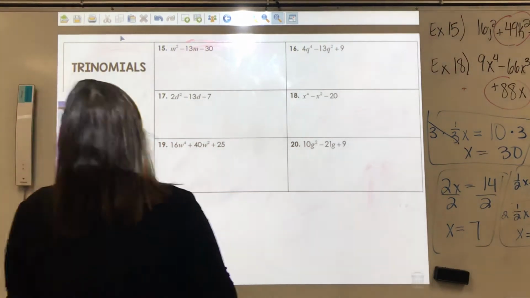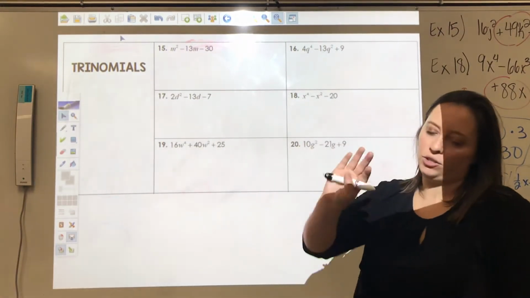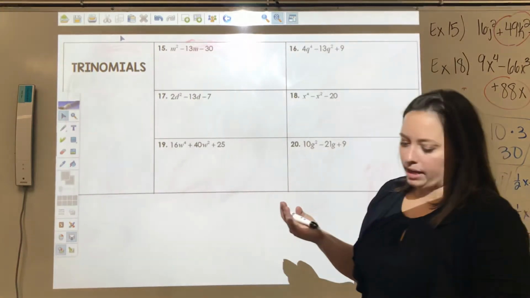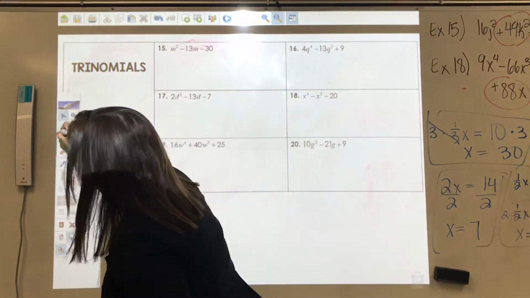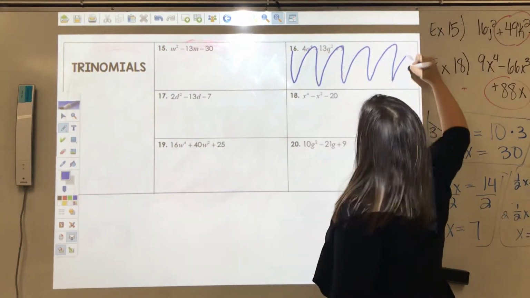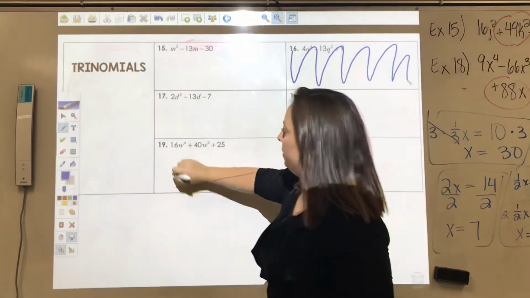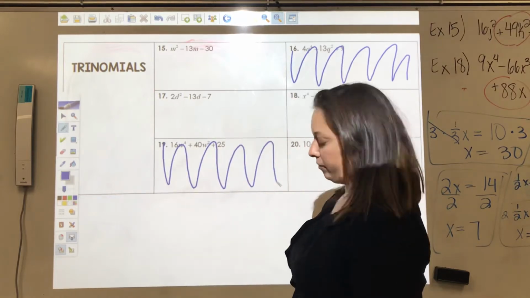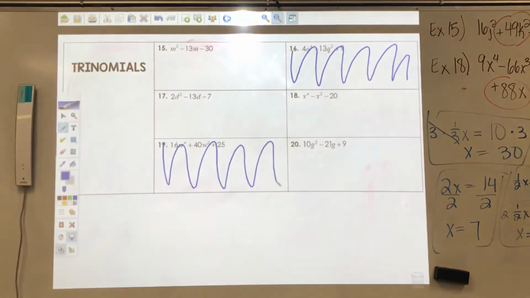Okay, so we are continuing the notes that you started last night. You should be on the back of your notes. The first thing I want you to do is cross out a few examples. I'm not going to go over number 16, and I'm not going to go over 19. We're going to go out of order.